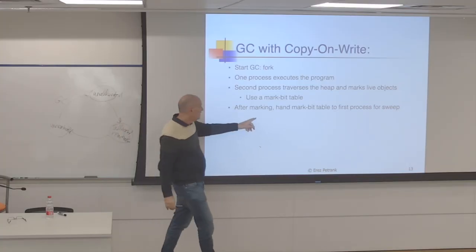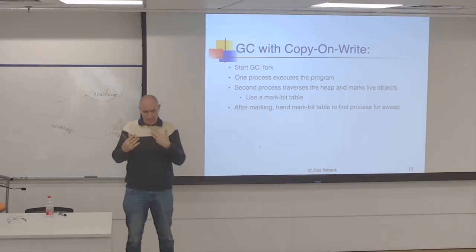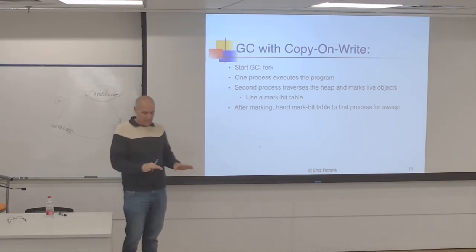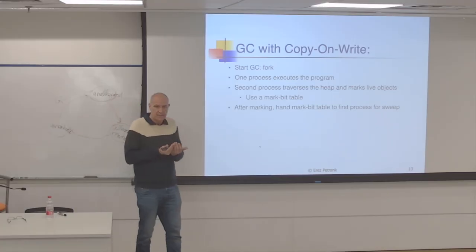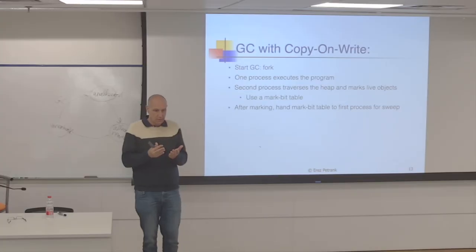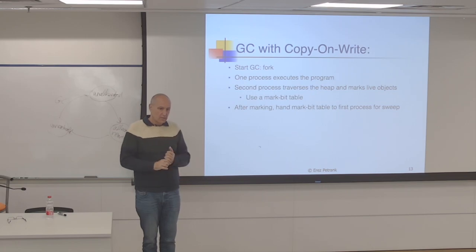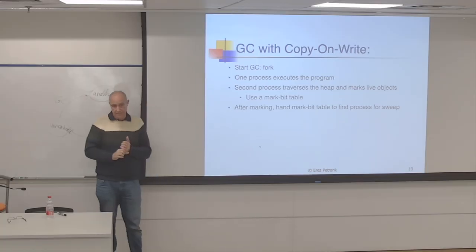So when I mark, I just go over the heap and I mark which object is reachable and which is not. Now, when I'm done with it, I want to also affect the actual heap. I want to reclaim objects. That has to be done in the other process, the program process. So you have to deliver it from one process to the other.